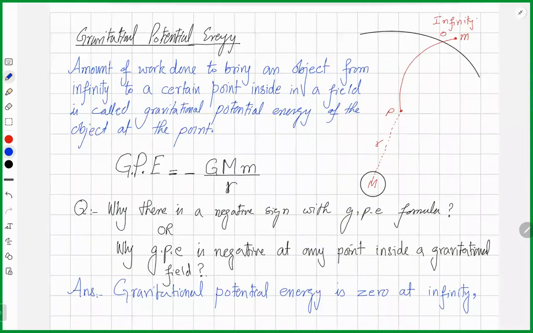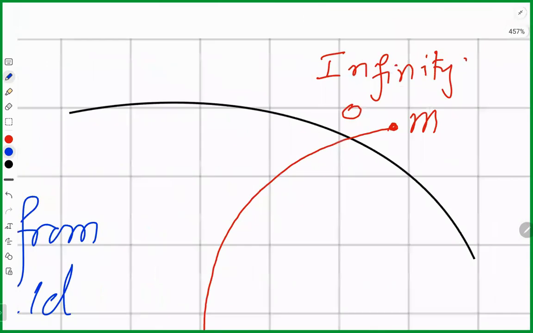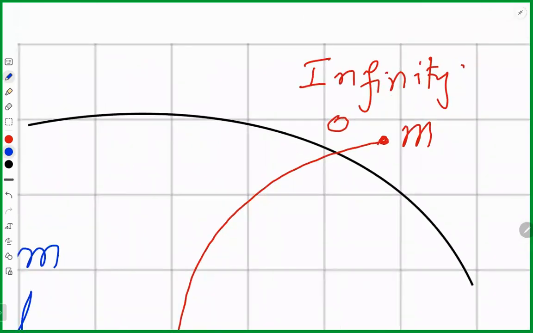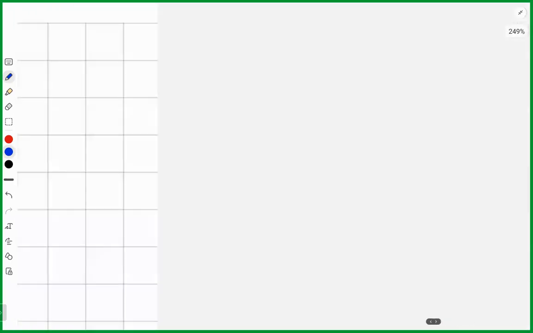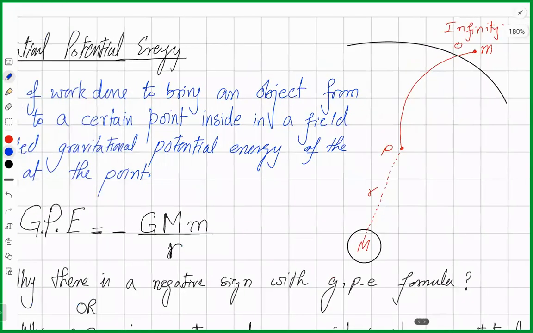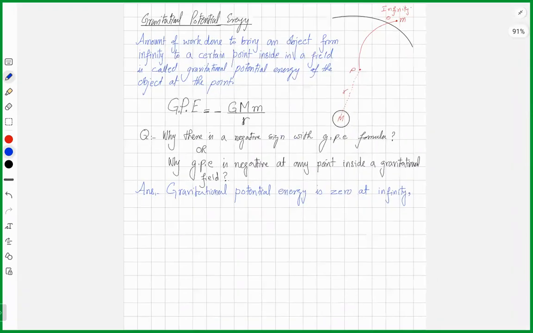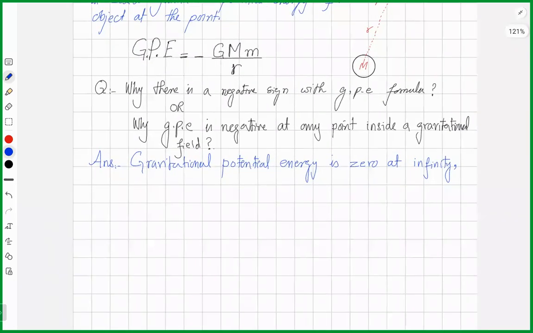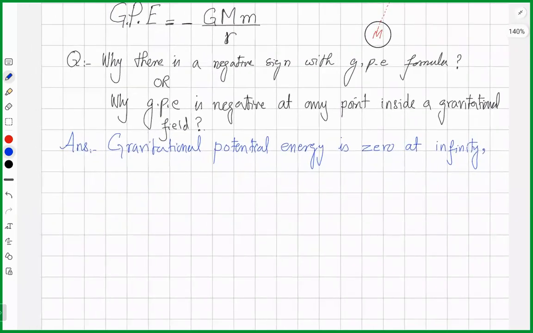Listen, if this mass has zero energy at infinity, it is supposed to have zero energy because it is outside the gravitational field. It is far, far away and there is no influence of the gravitational field of capital M on the small m because it is at infinite distance from the central mass. So this statement comes from the fact that at infinite distance, the gravitational potential energy must be zero. I hope this makes sense.